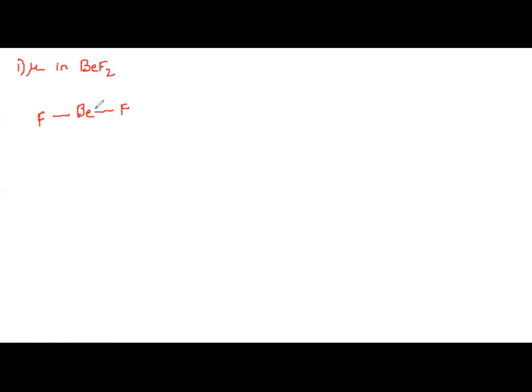Now see, there are two bonds, right? If I consider this bond, fluorine is more electronegative. Therefore, I will show the dipole moment like this, towards fluorine. And if you consider this other bond, again fluorine is more electronegative, so I will show it towards fluorine, with positive charge near the beryllium atom. There is a slight negative charge on fluorine, being more electronegative, and a slight positive charge on beryllium. Since dipole moment is a vector quantity, both dipole moments are in opposite directions.